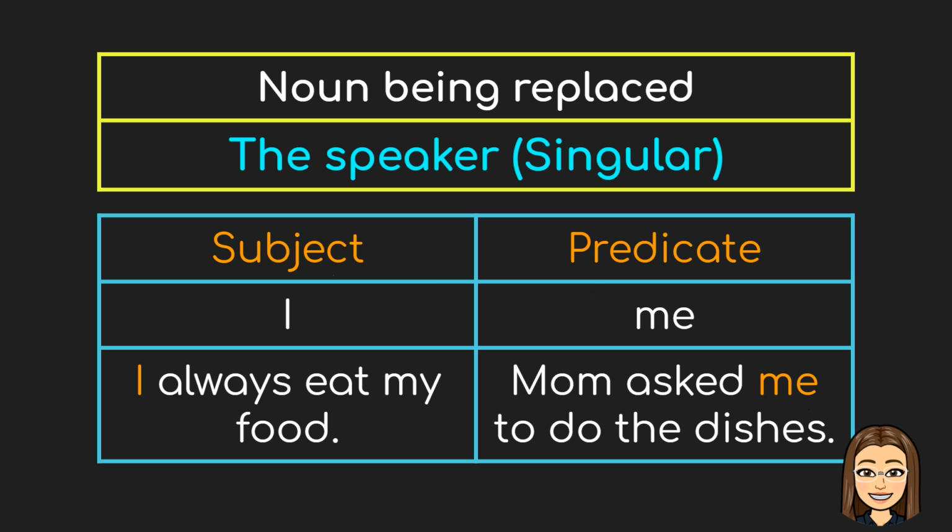Here is the first one. This one will be used if the noun being replaced is the speaker, and the speaker is only one. For subject, we will use I, and for predicate, we will use me.